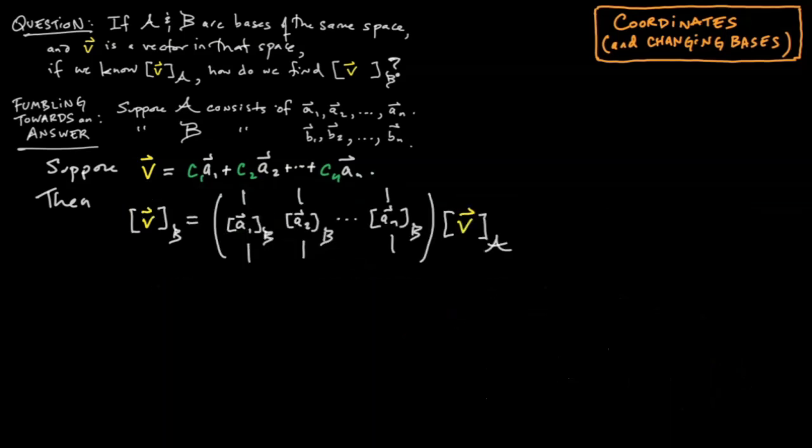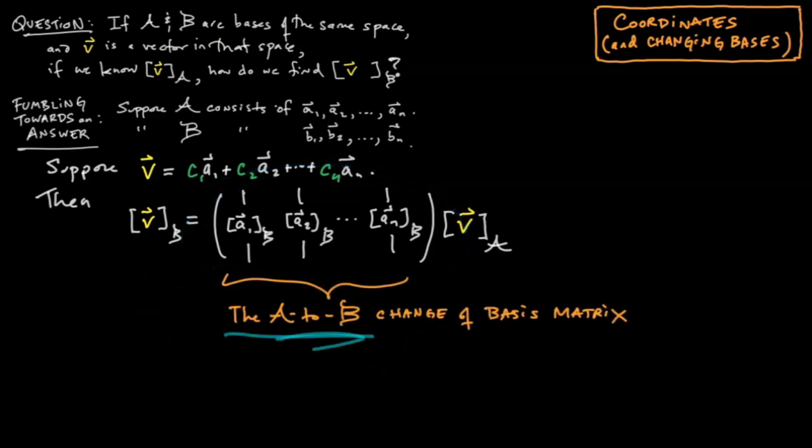As I said before, this matrix converts the A coordinates of a vector into the B coordinates of a vector. So we call this guy the A to B change of basis matrix. It does exactly what its name suggests. And now let's look a little more closely at this change of basis matrix. We know its columns. Its columns are the vectors in basis A. Those are the A vectors, but we have expressed them all in B coordinates.